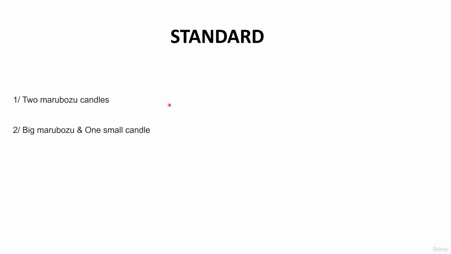Two common standards we will use to define the pullback on the real markets. The first standard is two Maru candles, and the second standard is a big Maru candle and one small candle after the big Maru candle. We will explain and give an example of the standards one by one.